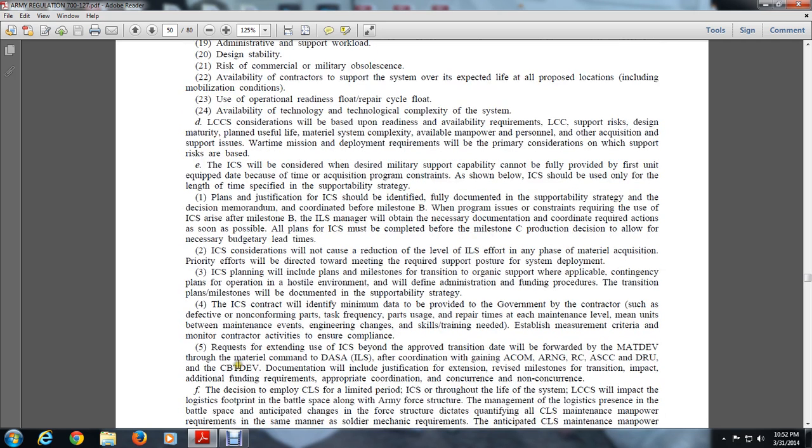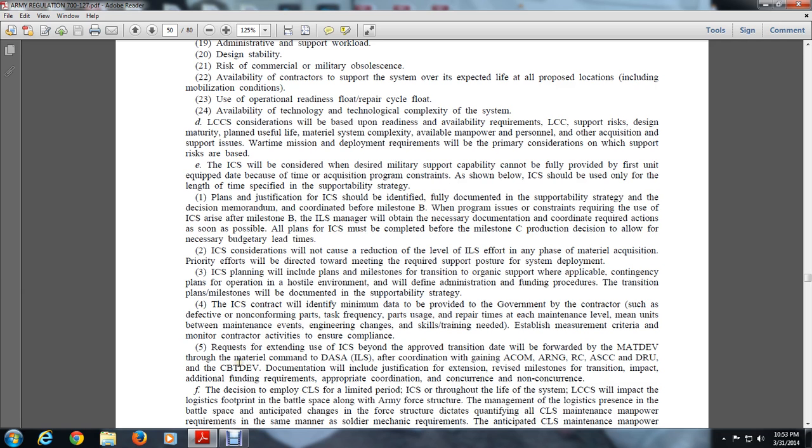5. The requirements of extending ICSs beyond approval. Transmission data will be forwarded to MATDEV through Army Materiel Command and Integrated Logistics Support after gaining concurrence of ACOM, Army National Guard, Army Reserve, ASCC, and DRU, and CBT. MATDEV documentation justification for extension of revised milestones, transition impact, additional funding requirements, appropriation, coordination, and concurrence and non-concurrence.